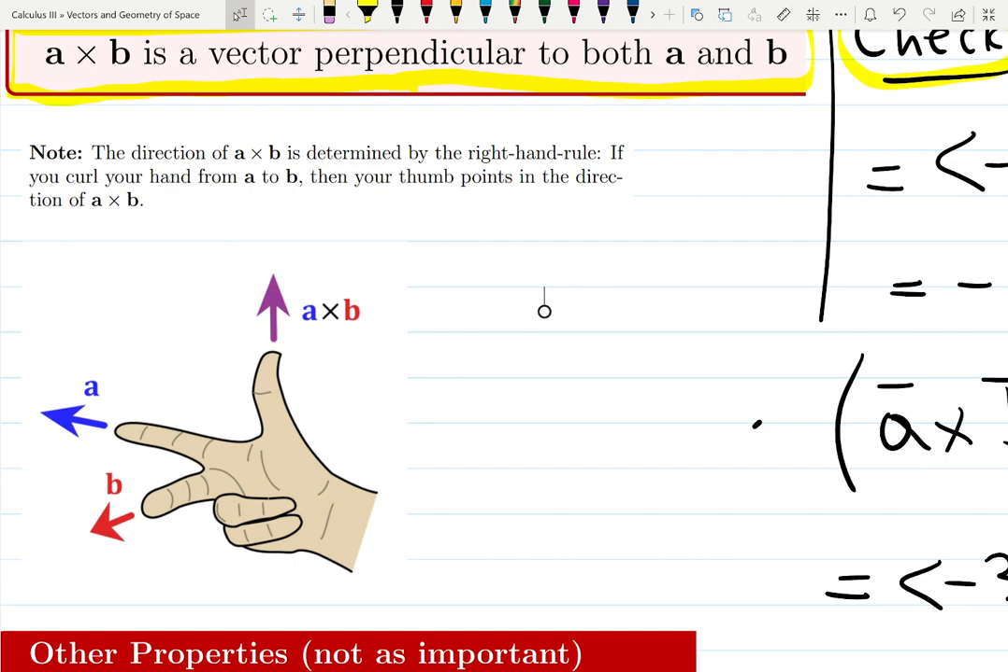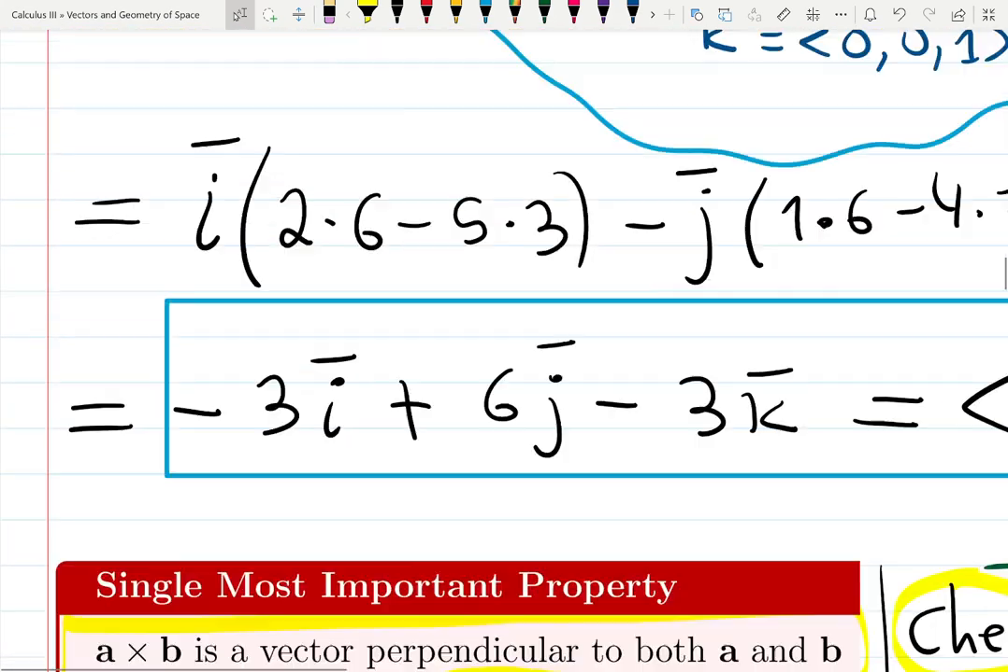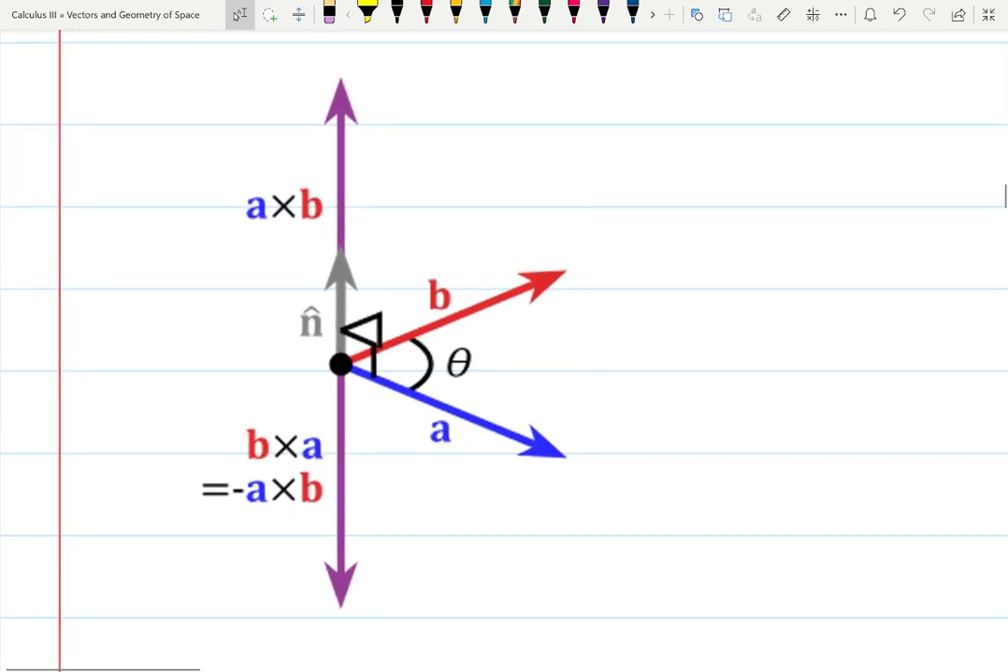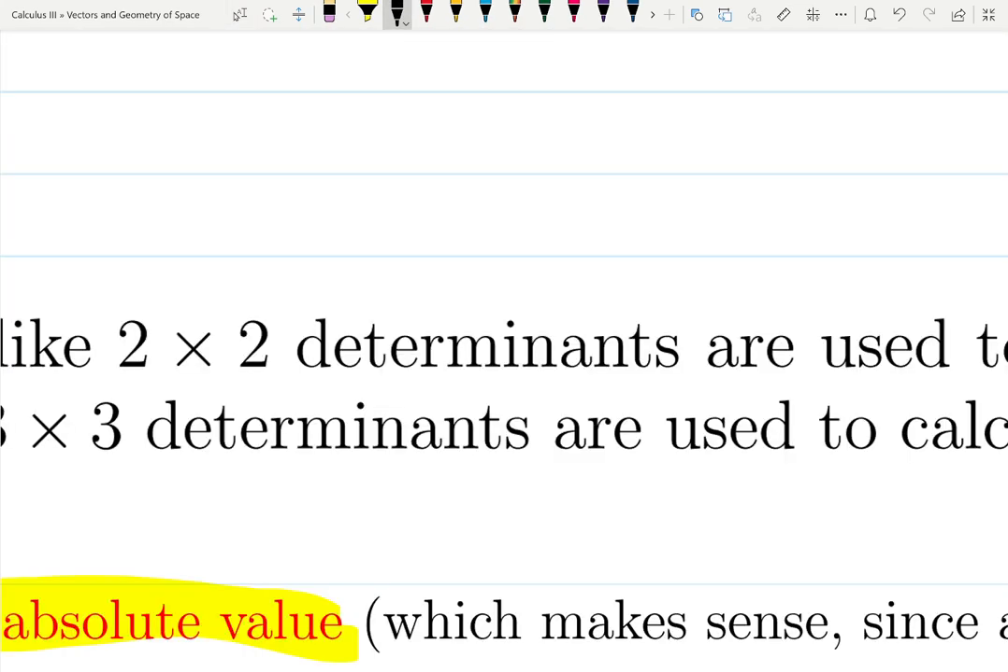What if I do B times A? I will have to flip it down like so. And now when I fold B towards A, it will look down. So A times B equals minus B times A. That is how it looks over here on this picture. Let me repeat it again.